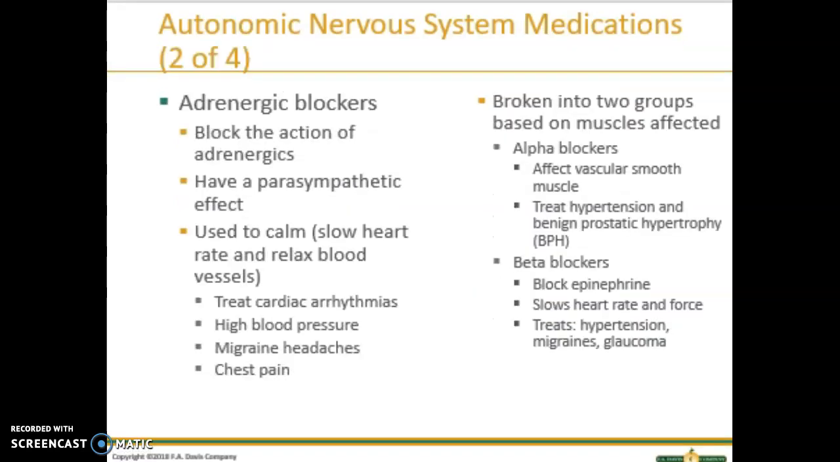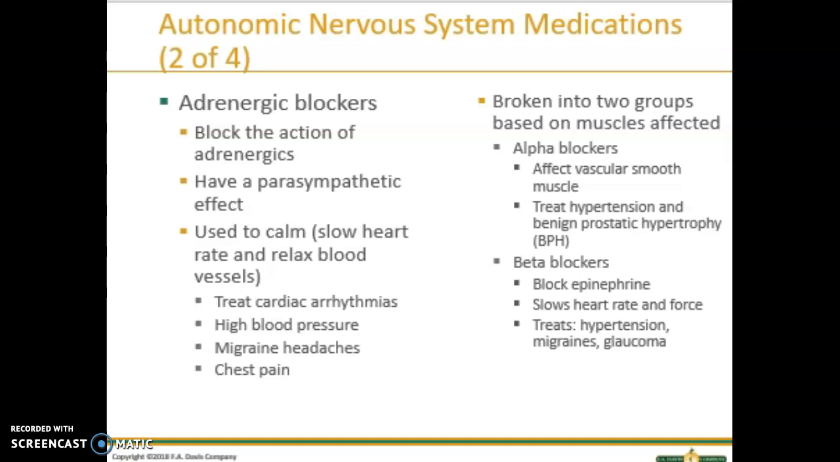Adrenergic blockers block the action of adrenergics, so it's pretty self-wording there. So adrenergic blockers block the action of adrenergics, thus having a parasympathetic effect. So adrenergic blockers treat cardiac arrhythmias, decrease high blood pressure, and they can relieve migraine headaches and chest pain. Because they slow the heart rate and relax the blood vessels to decrease the workload on the heart, they can do all of these different things.